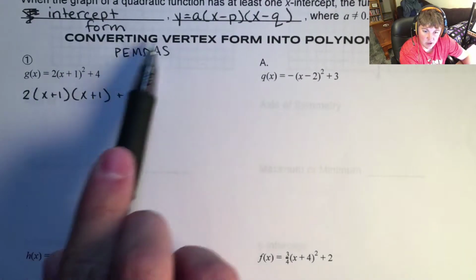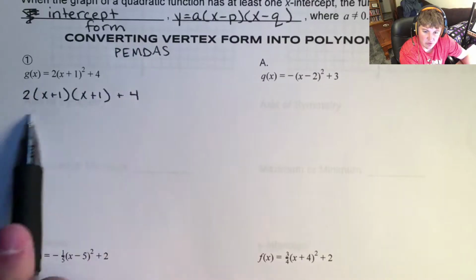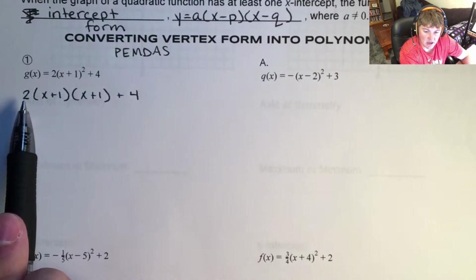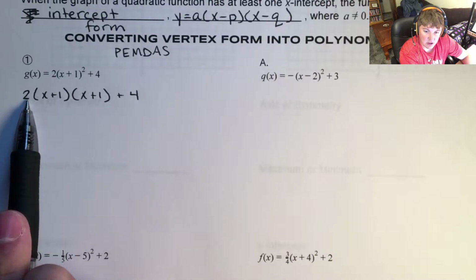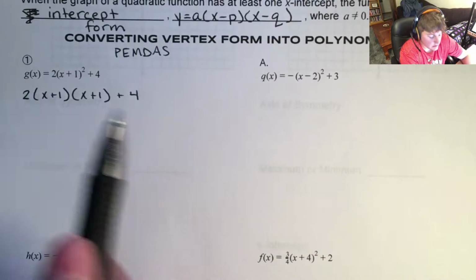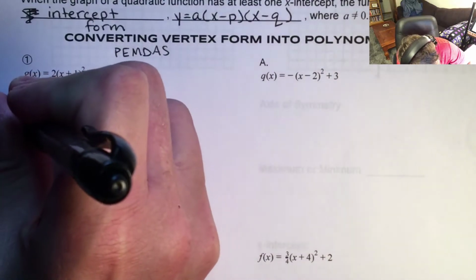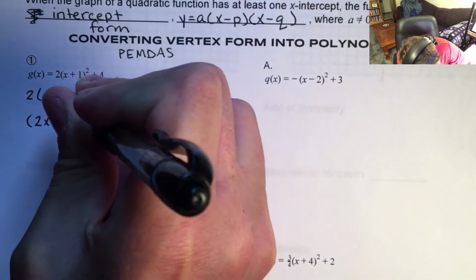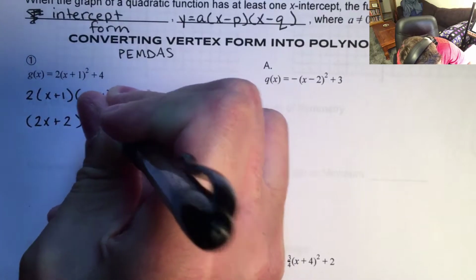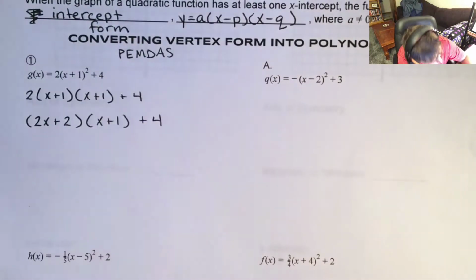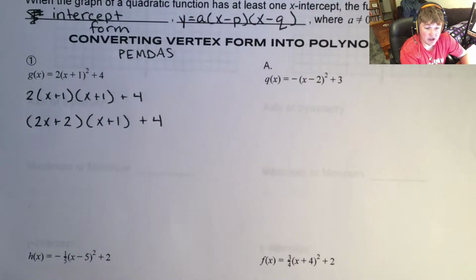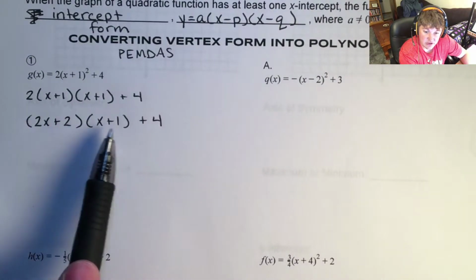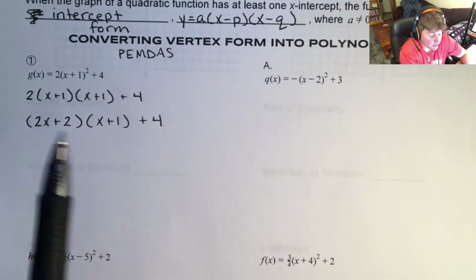Okay, next we have multiplication and division. Well, there's no division in this problem, but there is multiplication. So I'm going to go ahead and multiply 2 times this parentheses here. Okay, so I distribute here, and now I get 2x plus 2 times x plus 1, and then plus 4. Okay, there's still multiplication to be done here, right? Because I have 2x plus 2 times x plus 1, well, those need to be multiplied by each other.